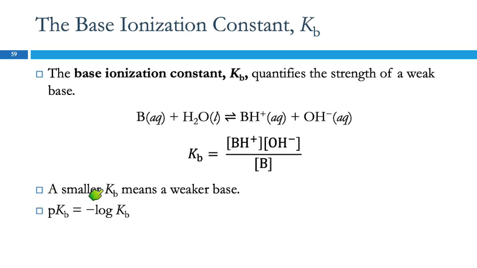If we have a smaller Kb, that means we have a weaker base. Because if Kb is smaller, that means the concentrations of the products are smaller. The reaction does not go as far in the forward direction, and so the base is weaker. We can also take the negative log of Kb and call that pKb, just like we did for pKa.